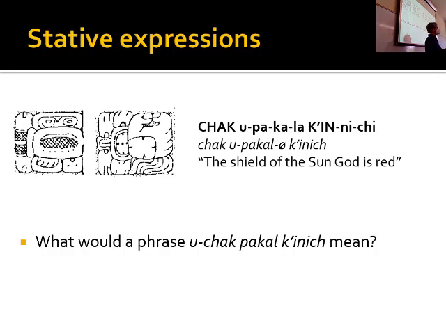And there are variants of the name like "fire": the shield of the sun god is fire. And other body parts and things that belong to the sun god are either red or fire. And there are many names like that. How would you translate the word uchak pakal kinich? So chak upakal kinich is the shield of the sun god is red.